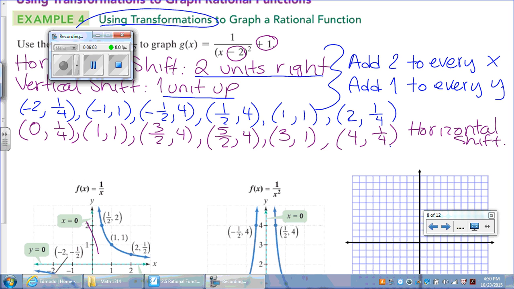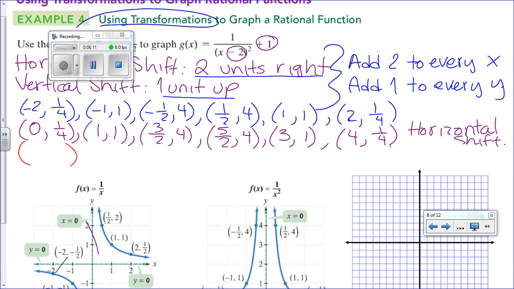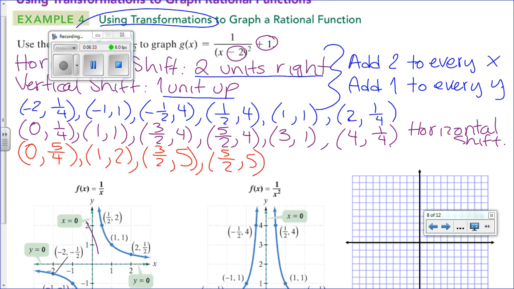Now we're going to add 1 to every y coordinate, and the x will remain the same. So we'll have 0 plus, remember 1 is equivalent to 4/4. So 4/4 plus 1/4 is equal to 5/4. And then 1 plus 1 is 2. 4 plus 1 is 5. 4 plus 1 is 5 again. And then 1 plus 1 is 2. And the final one, we will have 1/4 plus 1, so that will be 5/4.